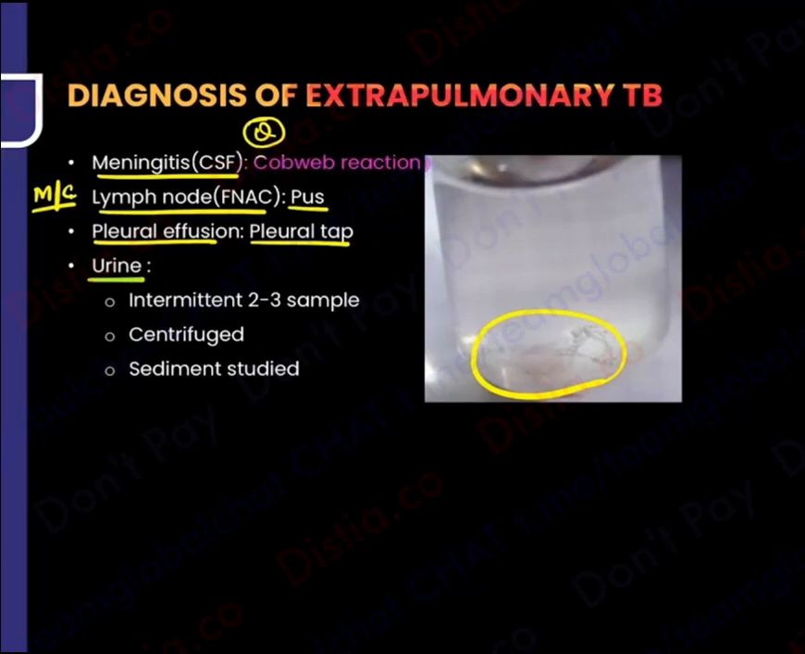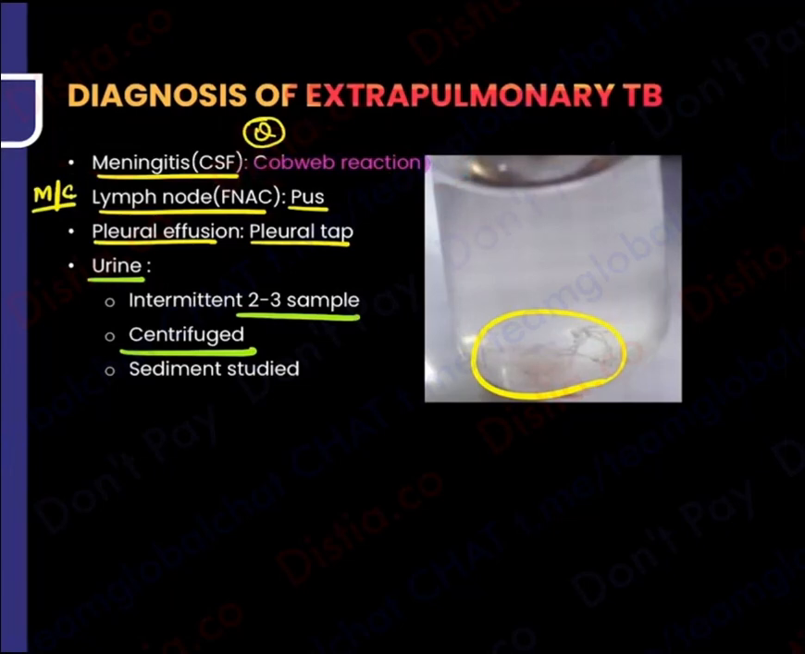You will take a urine sample, but one urine sample is never enough. You have to take 2 to 3 days of urine samples. You have to centrifuge it. Then you might be able to isolate TB. So isolation of TB from urine is not that simple. Basically, nothing for you to learn. The only thing is, depending on the site, you will take the sample. Lymph node, then FNAC; meningitis, then CSF; kidney problem, then urine. The only question you can get out of this is: in meningitis, the CSF of TB shows you a cobweb coagulum.